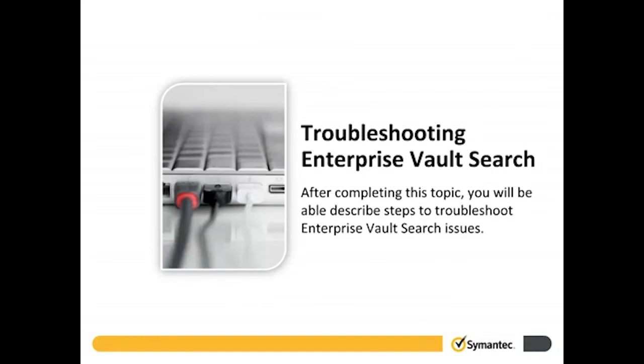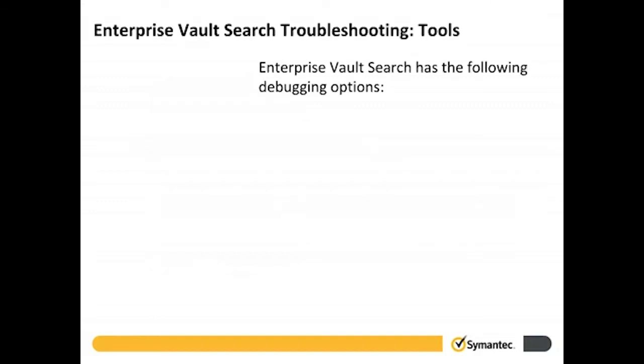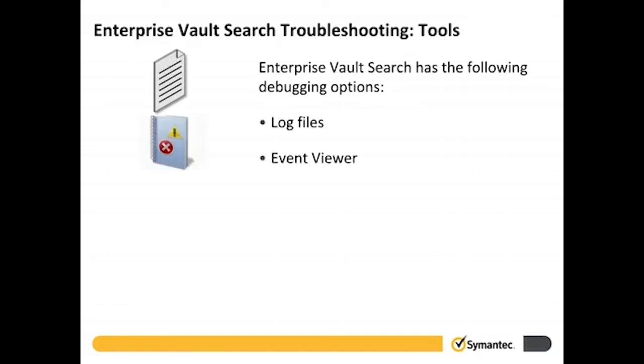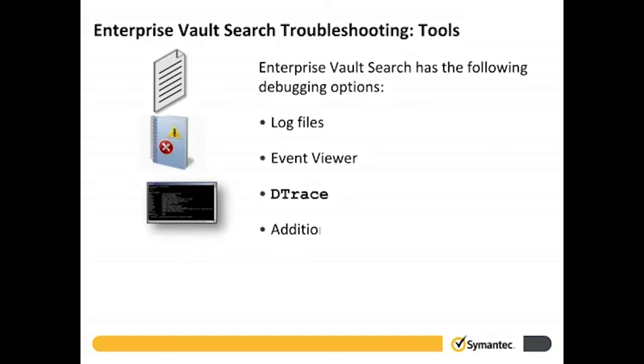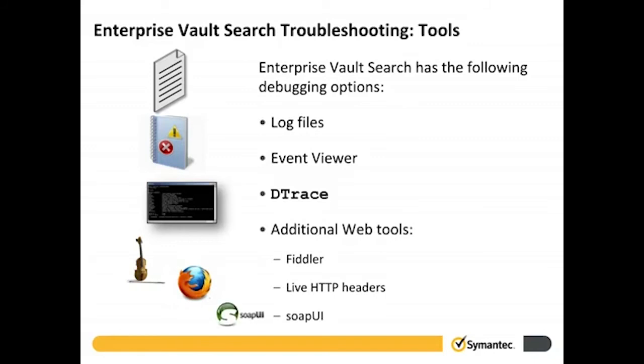This topic describes steps to troubleshoot Enterprise Vault Search issues. The following tools can be used to debug Enterprise Vault Search: log files, event viewer, DTrace, additional web tools, Fiddler, Live HTTP Headers, SoapUI.